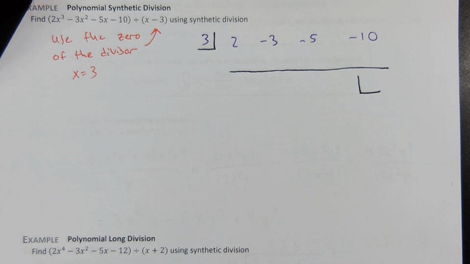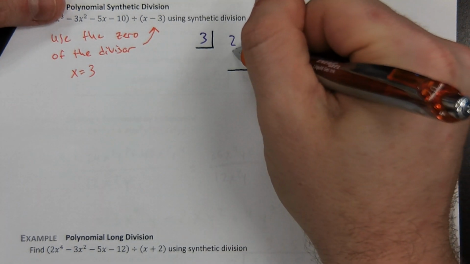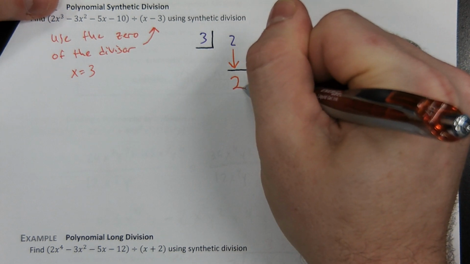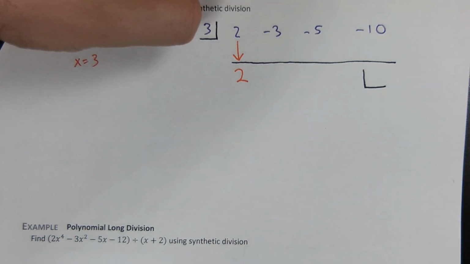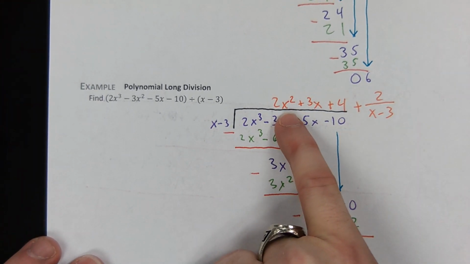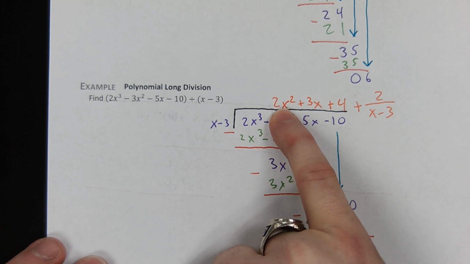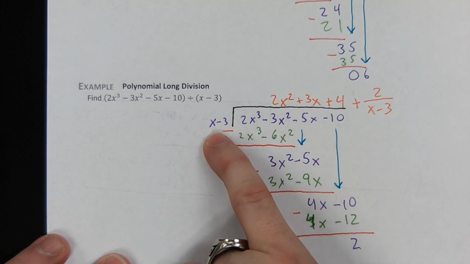What we do now is we bring this 2 down to here. I'm going to flip the paper for a second because I'm drawing parallels for you. Once we knew this 2x squared went here, what did we do with it? Like I put a 2x squared here, and then I immediately did what with it? I multiplied it to the divisor, right?